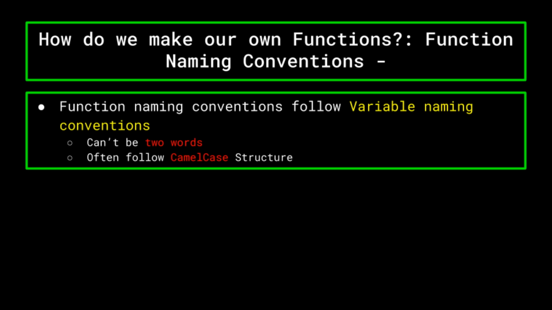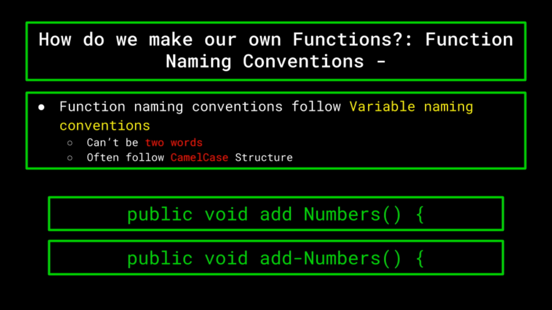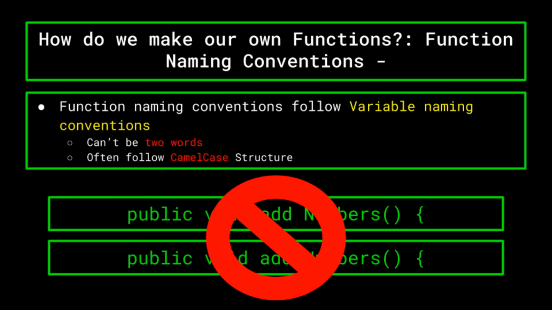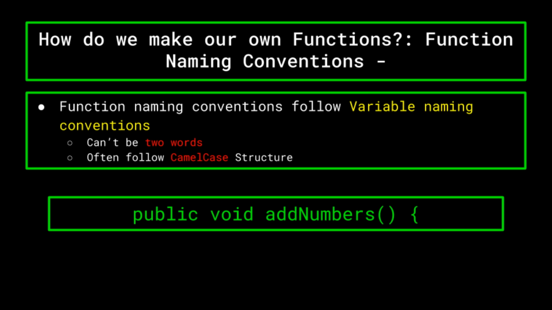function naming conventions. The variable naming conventions we talked about previously also translate over to function names. So you can't have two-word functions, and you can't use special characters like periods or commas. Generally, you're going to want to follow the same camel case style which we talked about in the variables video, which is not capitalizing the first word, but capitalizing each word after that.